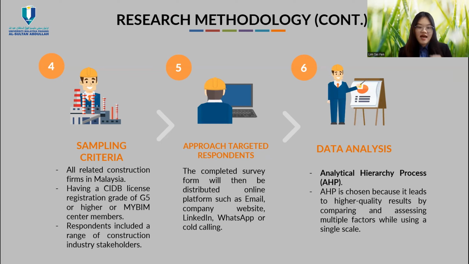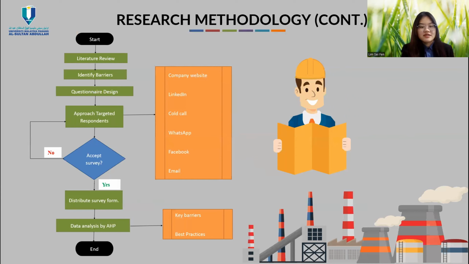For data analysis, the Analytical Hierarchy Process (AHP) will be used. AHP is chosen due to its ability to generate higher quality results and assess multiple factors in a single step. Next, the flowchart illustrates the research process, starting with the literature review to identify objectives and design the questionnaire until the end. The findings will be discussed and a conclusion will be drawn.